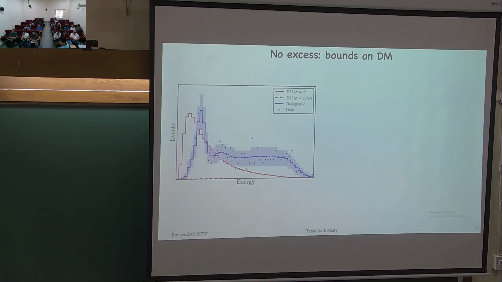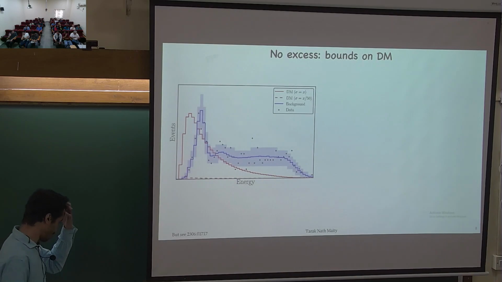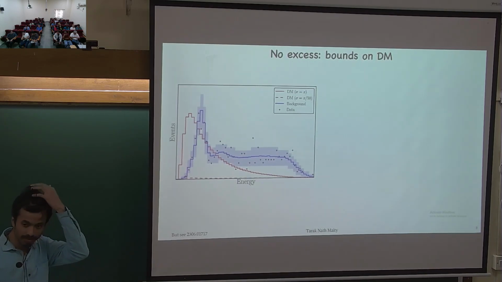So there is one more excess. You can check this paper. This is by DAMIC and SENSEI. They have some excess at the lower energies. They do not understand where it is coming from. But it is not dark matter, because you can show that they don't scale up with the size of the exposure. That's a trivial thing. It is not dark matter.